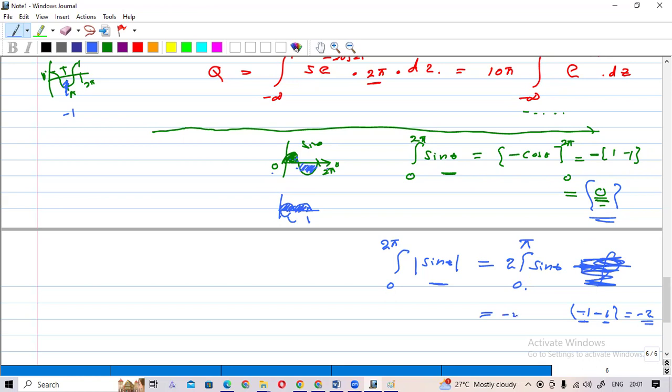So the answer is minus 2. Not minus 2, it will be minus 2 into 2. It will be 4, but the answer should be plus 4. Okay, so anyway, it is like this, no? It is like this.